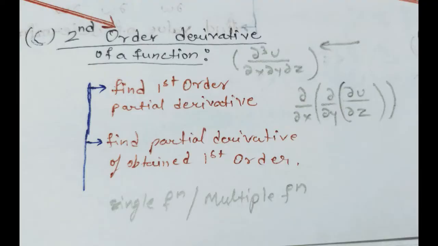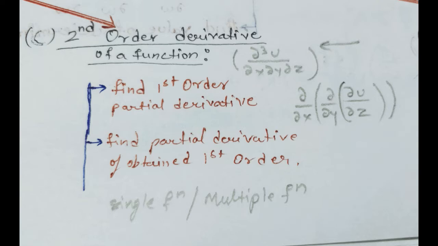Now, moving on to the third subtype of partial differentiation using standard rules, which is the second order derivative of a function. For solving such questions, we need to consider only two steps. The first step is finding the first order partial derivative, as we did in the first and second types. But now we have to find the partial derivative of the obtained first order derivative.